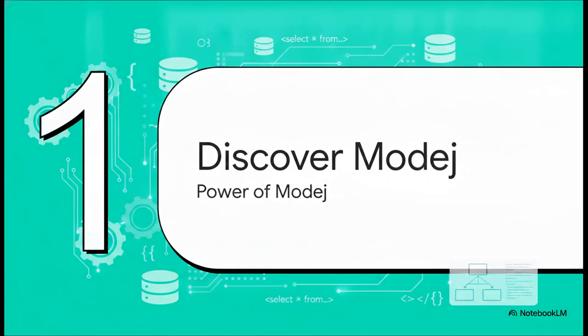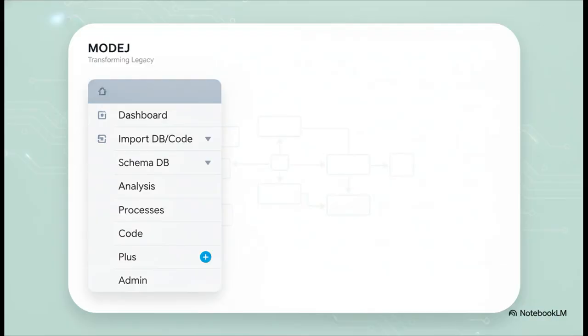All right, part one, discover the power of Modej. Let's take a look at the overarching capabilities here. Now, what's really interesting about this architecture is that it doesn't just look at your database in isolation. It actually has the capability to ingest both your database structure, so your tables, columns, keys, and optionally, the actual application's source code that interacts with it. By bringing these two worlds together, it bridges the gap between where your data lives and how your application actually manipulates it.